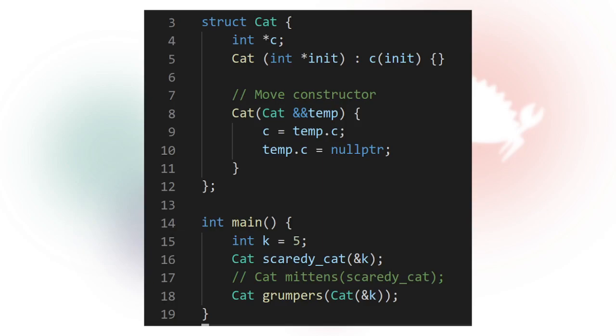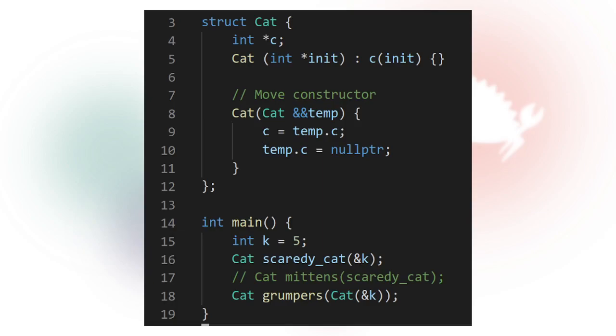And if you look at the usage over here, let's say scaredyCat is a variable. scaredyCat is a Cat that's bound to a name. So what we cannot do is initialize mittens by moving scaredyCat into it, because then we would be stealing data from something that has a name. Something we can do is initialize this Cat, Grumpers, with a temporary Cat. This is a Cat that has been initialized, but we haven't bound it to a name yet. So it's kind of just floating there, and we can steal its stuff and move it into Grumpers, right?